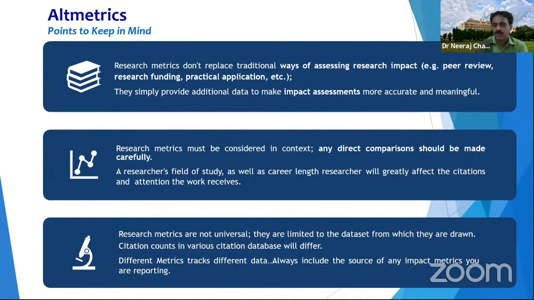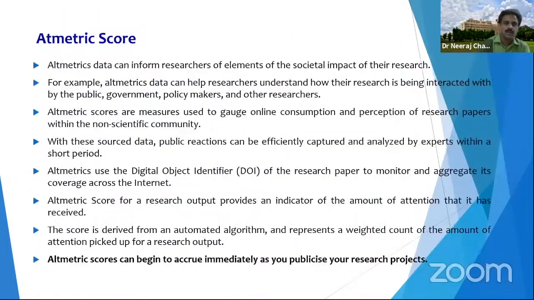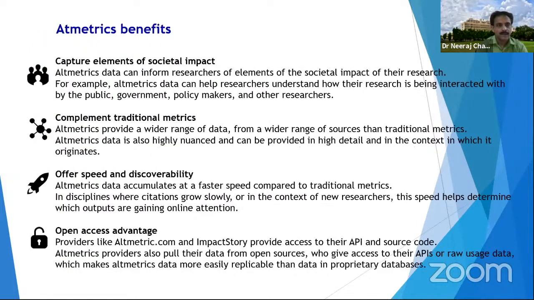Always include the source of any impact metrics you are reporting. If you are reporting any kind of data in any kind of reports, please don't forget to mention the source of that data. Otherwise, it may be misinterpreted. So there is an altmetric score which is generated, and the important thing is that altmetrics uses the DOI. Whenever your publication is published, a DOI is generated, and that is what is used for getting the altmetric score. I'm not going into detail.